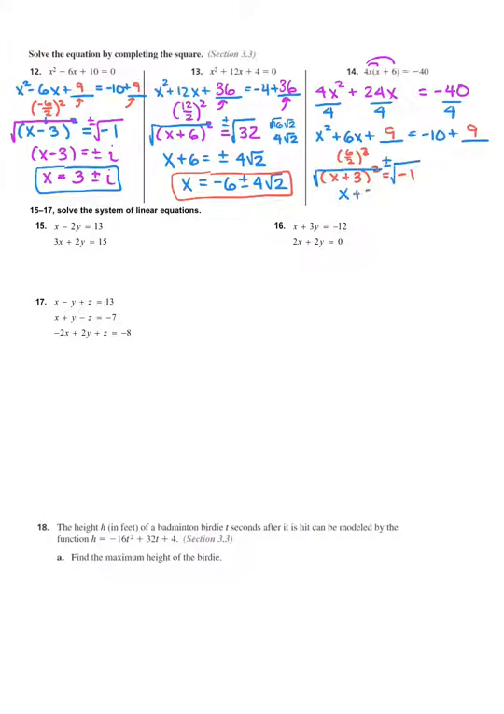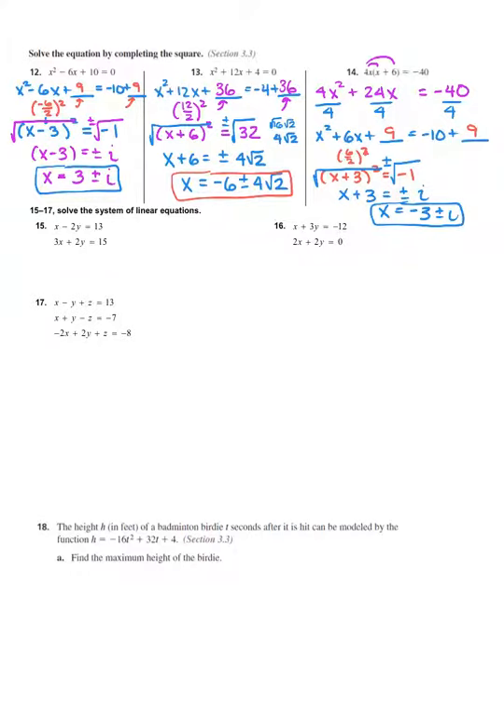So we have x plus 3 equals plus or minus i, and then isolate x. So we have negative 3 plus or minus i, and that would be your solution. Okay, these next 3 problems are really just to give you some practice with your systems of equations, because you should never get rusty in that.